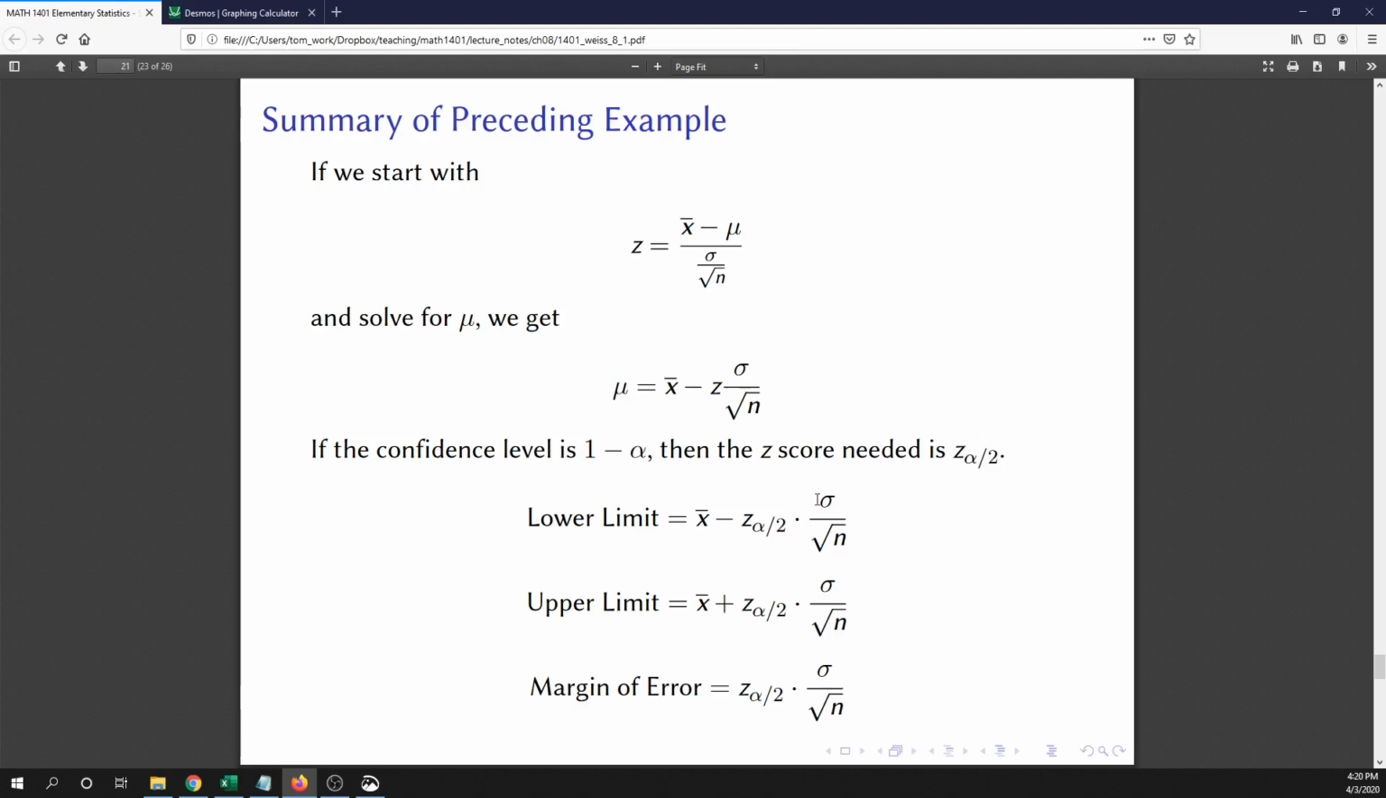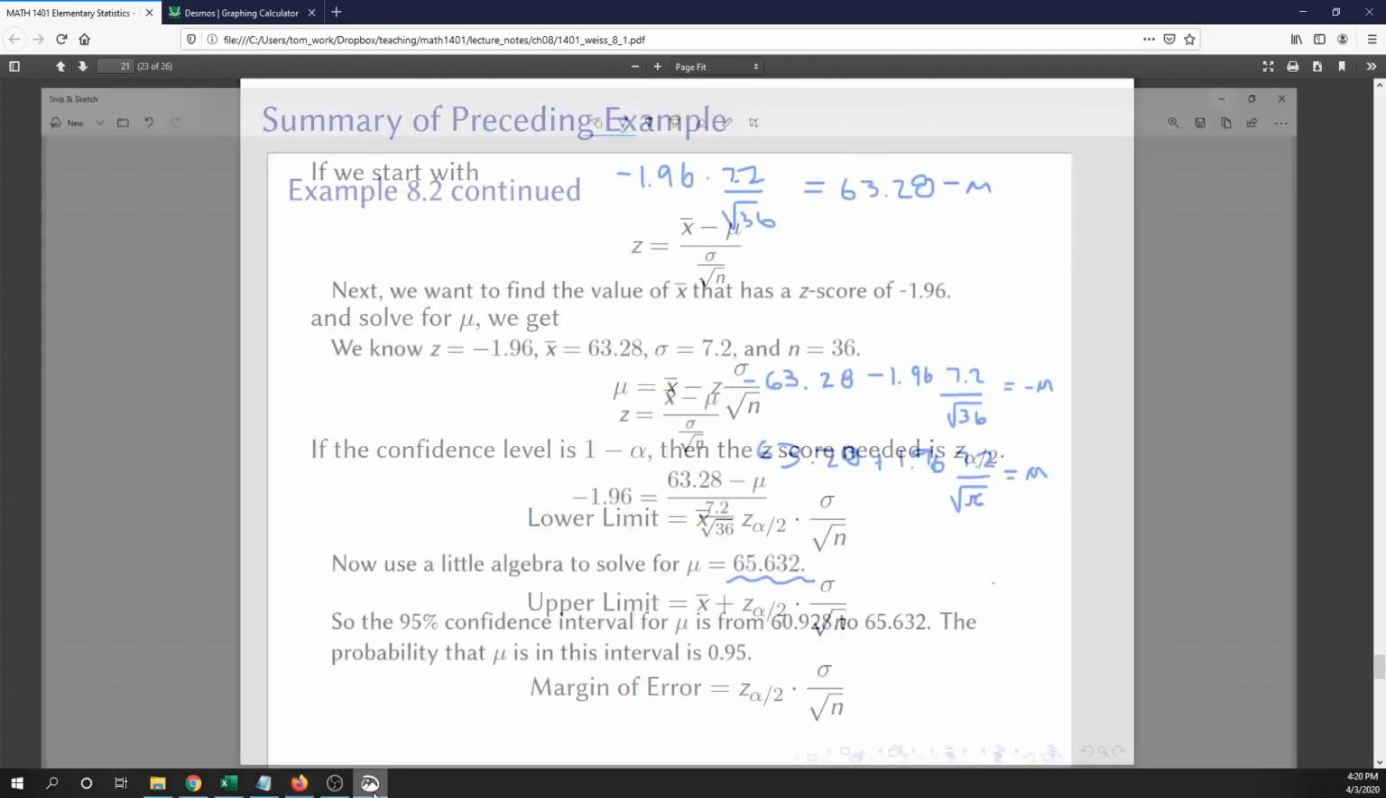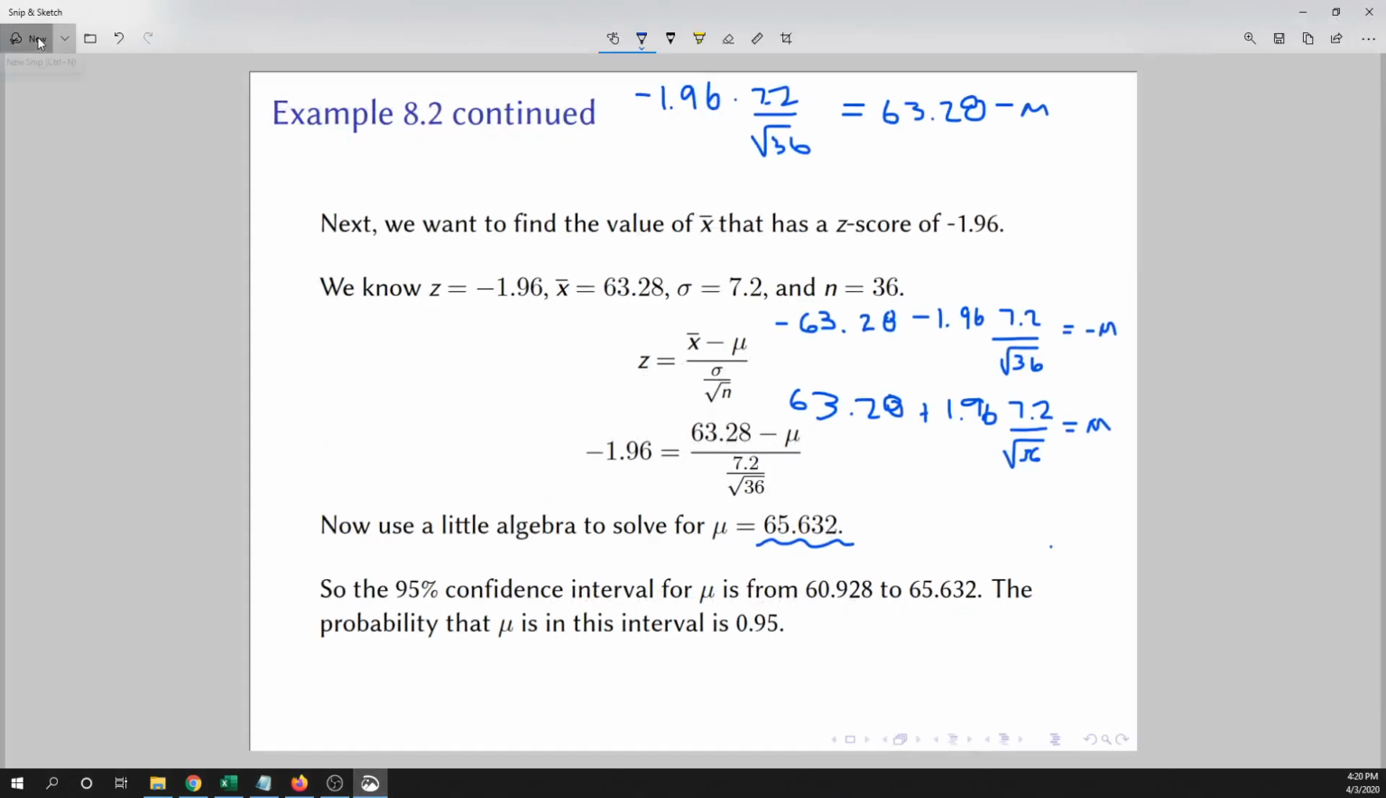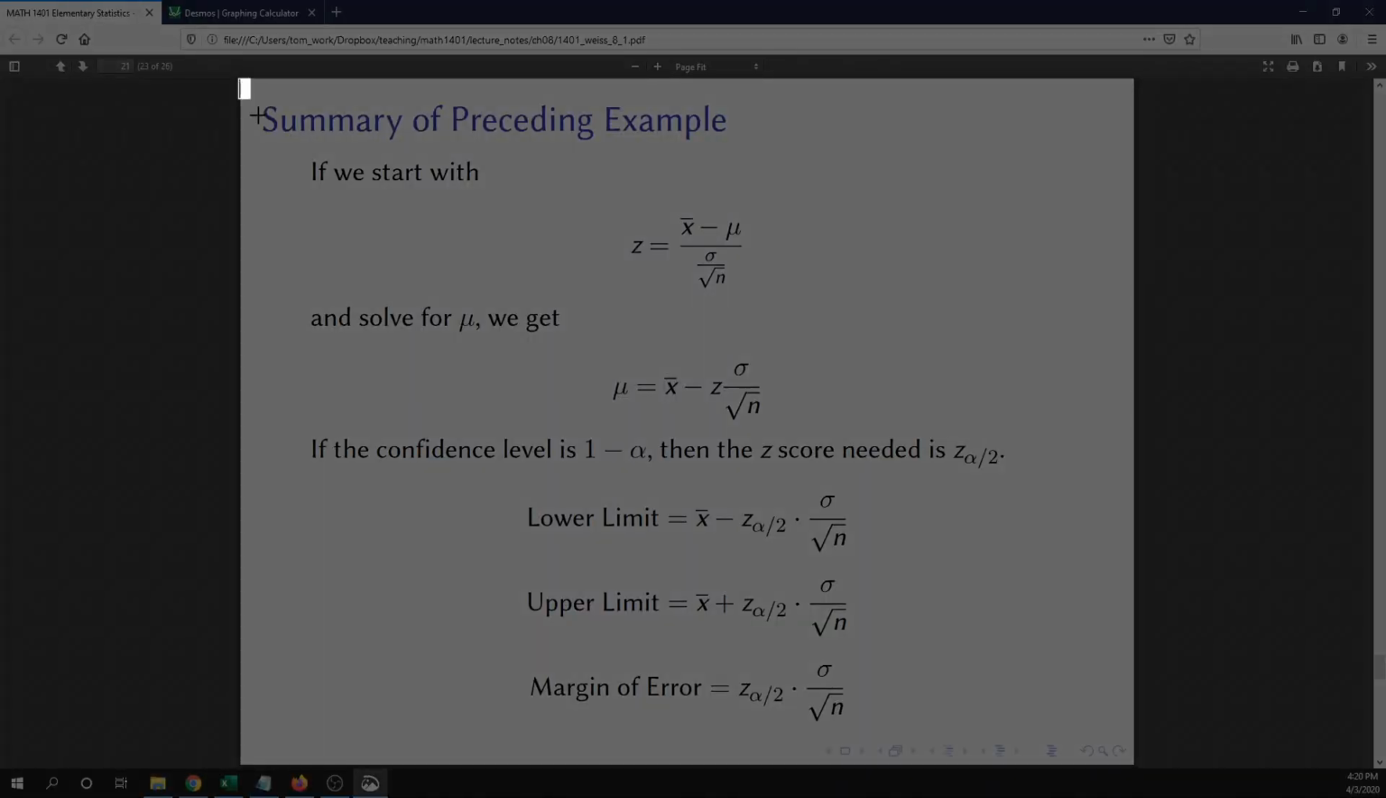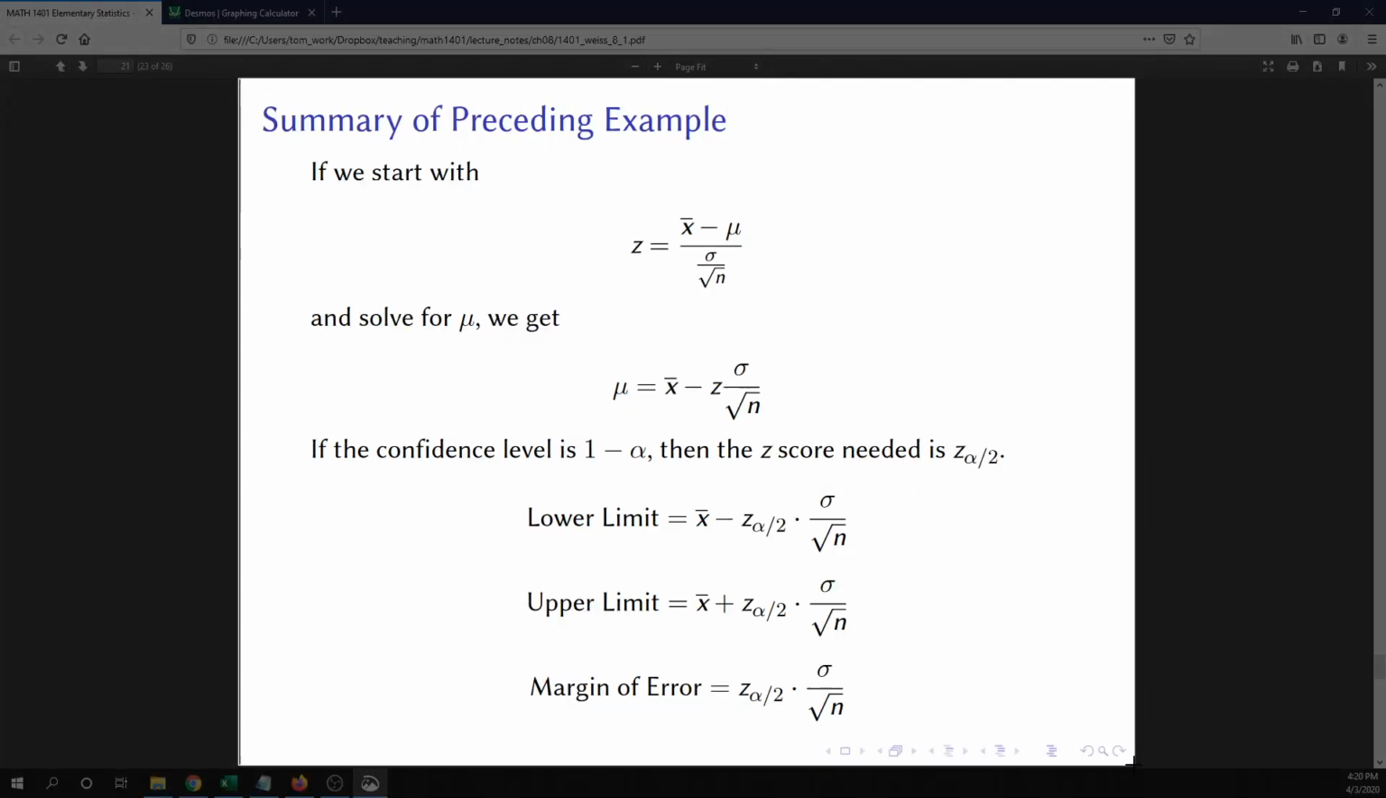All right, and so now I'm going to use that formula to get a formula for the lower limit and a formula for the upper limit and for the margin of error. To do that, to be more specific about what the z-score is, I need the confidence level. So if the confidence level is 1 minus alpha, then the z-score that we need is z of alpha over 2. Okay, so just to show you and run through that again, why it's z of alpha over 2.